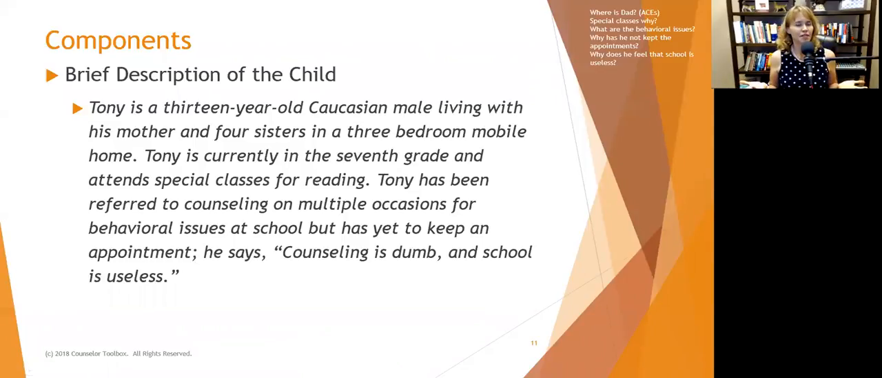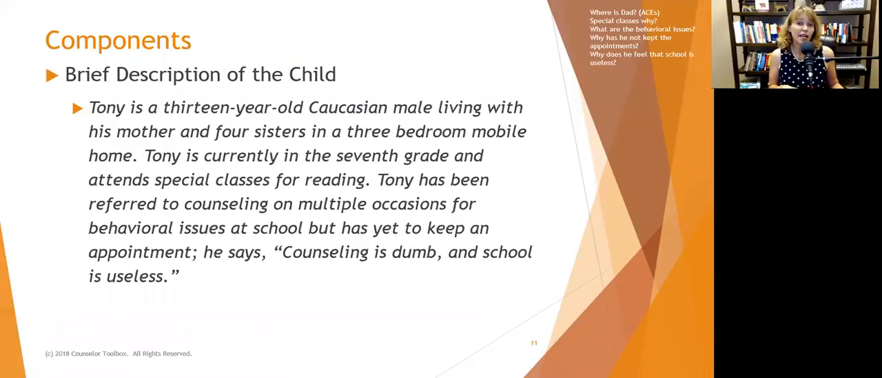Where's dad? And if Tony's having behavioral issues, it could be from exposure to adverse childhood experiences and trauma. So from a trauma-informed perspective, I really want to assess that. So what happened to dad? Is he not in the picture? Why is he in special classes for reading? Do we know? Was he just behind, so they put him in remedial classes? Has he been tested for a learning disability? What specifically are the behavioral issues?